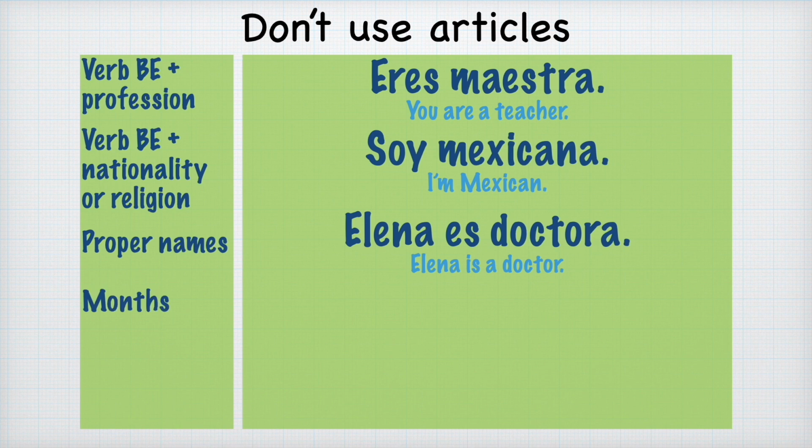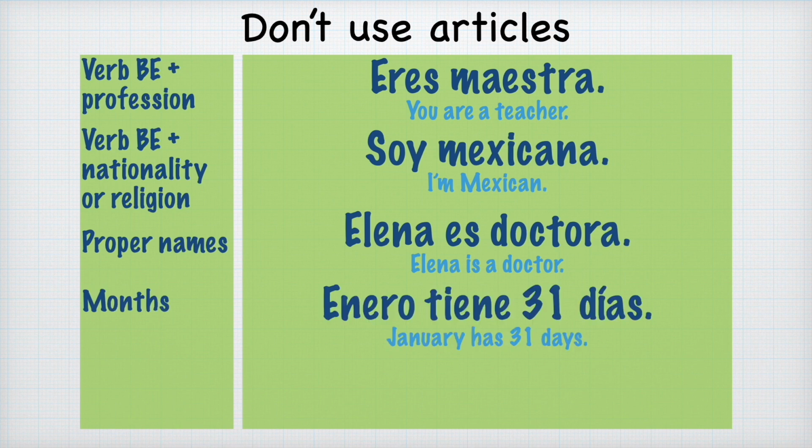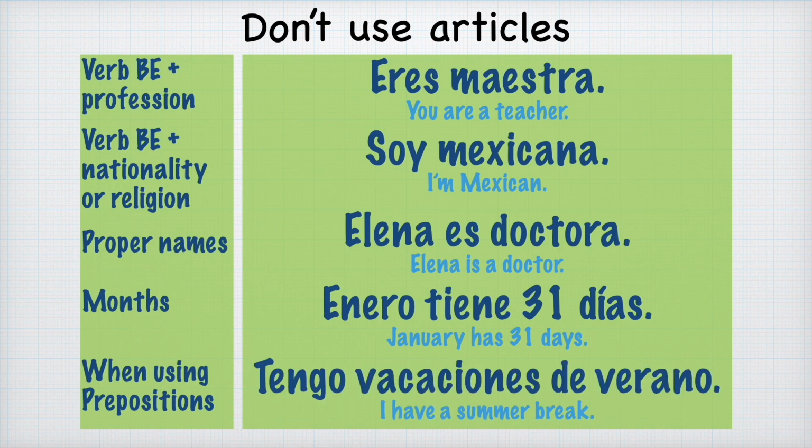We also don't use them with months. Enero tiene 31 días. It means January has 31 days. And we don't mix them when using prepositions. Tengo vacaciones de verano. I have a summer break.